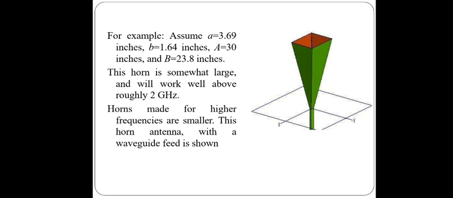The horn is somewhat large and will work well above roughly 2 gigahertz. Horns made for higher frequencies are smaller. This horn antenna with a waveguide feed is shown in the figure. Just to see here, the A length. What are A and B here? And this is the size of the horn antenna.